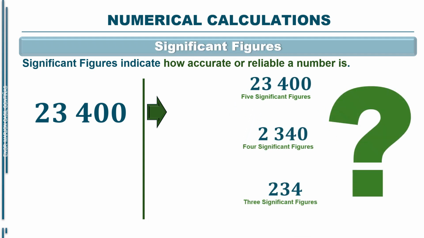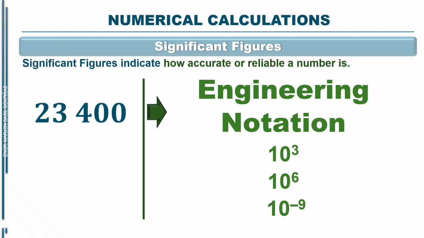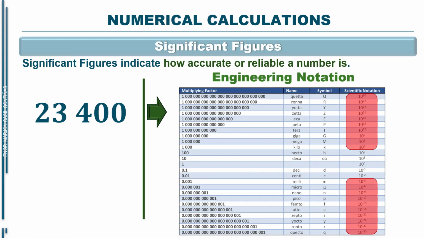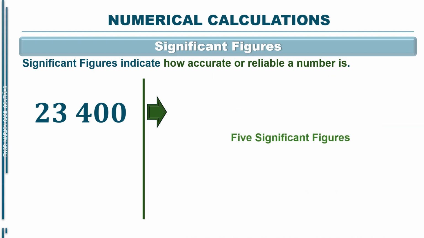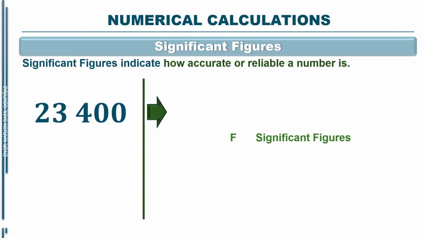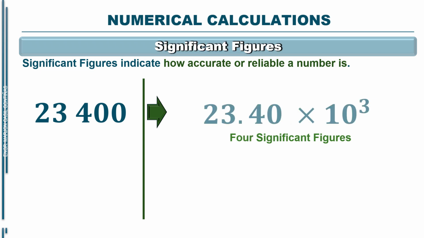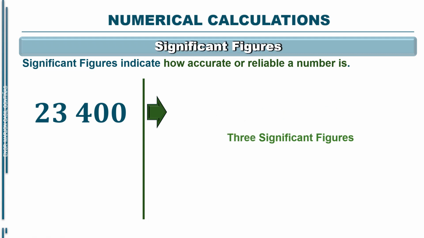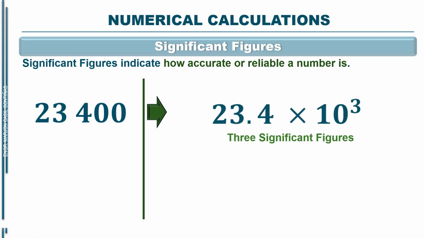To avoid this confusion, we use engineering notation, which expresses numbers as powers of 10, such as 10 to the power of 3, 10 to the power of 6, or 10 to the power of -9. For example, if 23,400 has 5 significant figures, write it as 23.400 times 10 to the power of 3. If 23,400 has 4 significant figures, write it as 23.40 times 10 to the power of 3. If it has only 3 significant figures, write it as 23.4 times 10 to the power of 3.